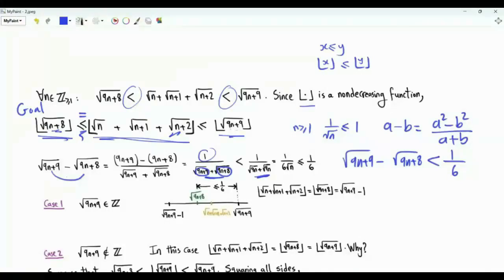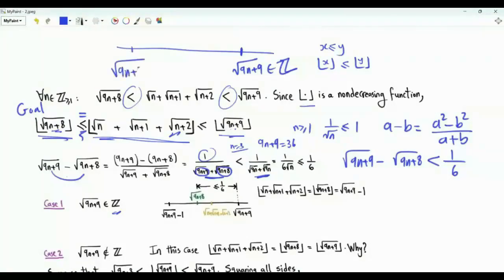It may happen that 9n plus 9 is a square number. For instance, if n is equal to 3, 9n plus 9 is equal to 36. The square root is equal to integer 6. If the square root of 9n plus 9 is an integer, then the square root of 9n plus 9 minus 1 is the preceding integer. What about the square root of 9n plus 8? According to this inequality, the square root of 9n plus 8 is within 1 over 6 from this point here. So this separation is at most 1 over 6.